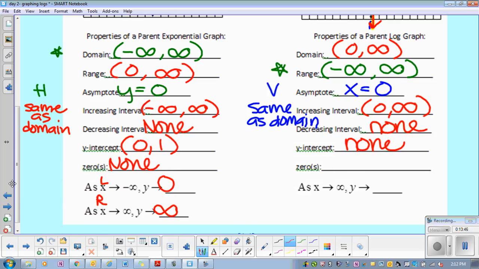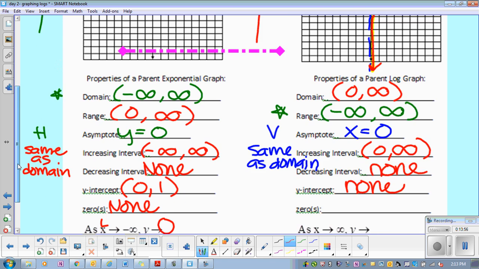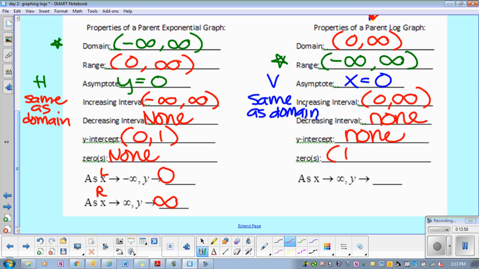So now let's see, is there a 0? Is there an x-intercept? Yeah, at where? 1, 0, yeah. So let's go write that. Zeros at 1, 0. Negative infinity? Well, which arm is this one talking about? As x approaches infinity. Which arm is that? The right one.